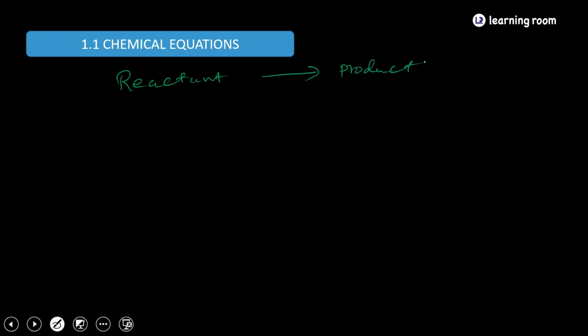Okay, so when you have the reactant, always you have to write it on the left hand side, and the product should be on the right hand side. So if you have more than one reactant, A plus B, it gives product. If the product is more than one, it is C plus D.